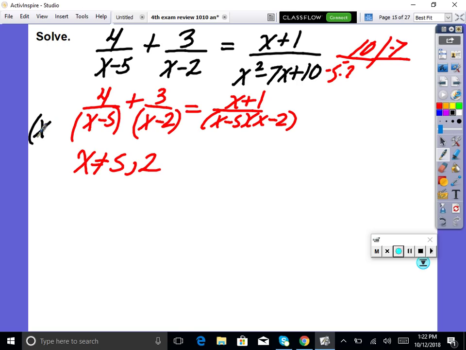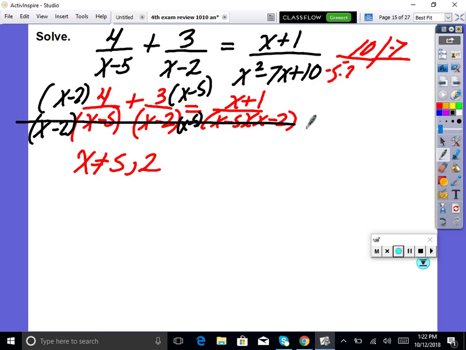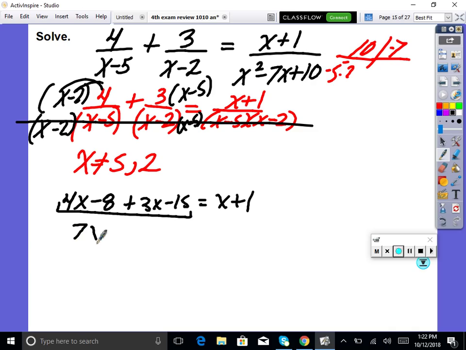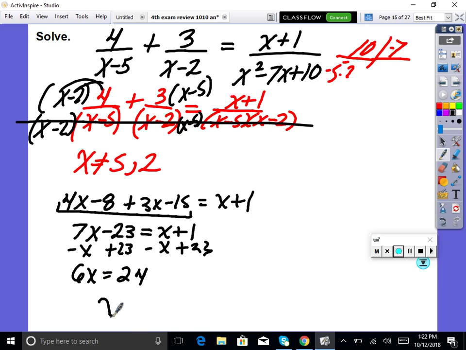So now we get a common denominator, x minus 2. And because we're solving, and only because we're solving, we can ignore the denominator. So now we have 4x minus 8 plus 3x minus 15 equals x plus 1. So it's just linear, combine like terms on this side. So we have 7x minus 23 equals x plus 1. So now combine your x's, subtract x, 6x, add 23, so equals 24, so x equals 4.